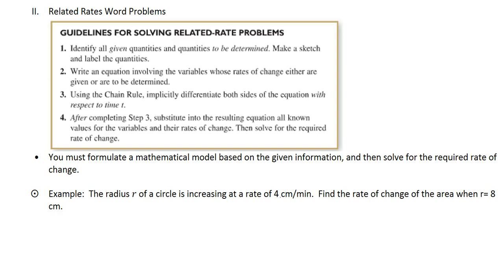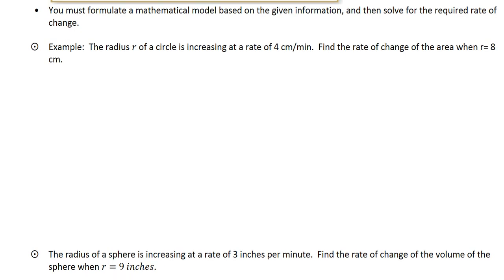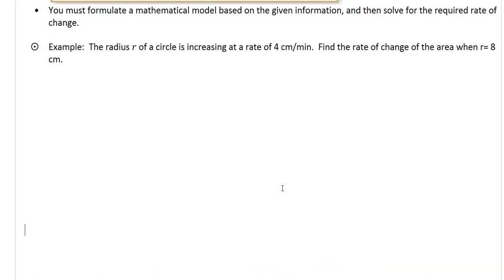So let's take a look at a really simple example. This says the radius r of a circle is increasing at a rate of 4 centimeters per minute, and we want to find the rate of change of the area when r is equal to 8.